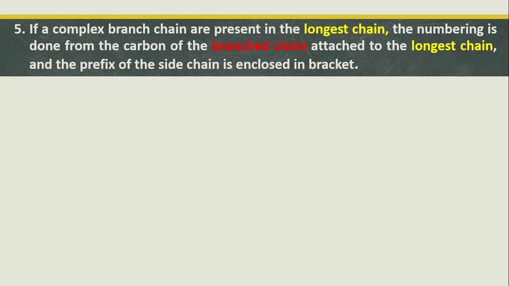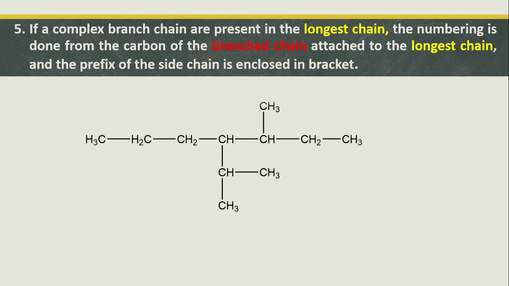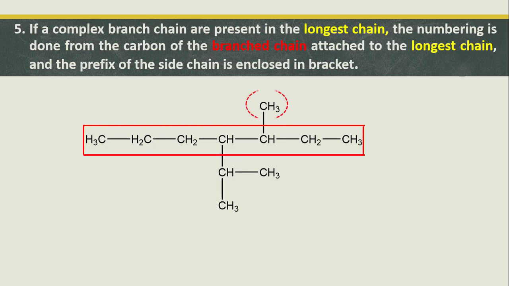Okay, so if a complex branch chain is present in the organic compound, then the numbering should also be done from the carbon which contains the complex branch chain. Let's see an example here. Okay, this one is the longest chain possible, and there are 2 substituent groups. However, one substituent group contains another branch, which is indicated here. So the numbering is done from the back end, because the methyl group lies nearer to the back end. So another numbering is also to be done here, that is the carbons of the branch are numbered 1 and 2.